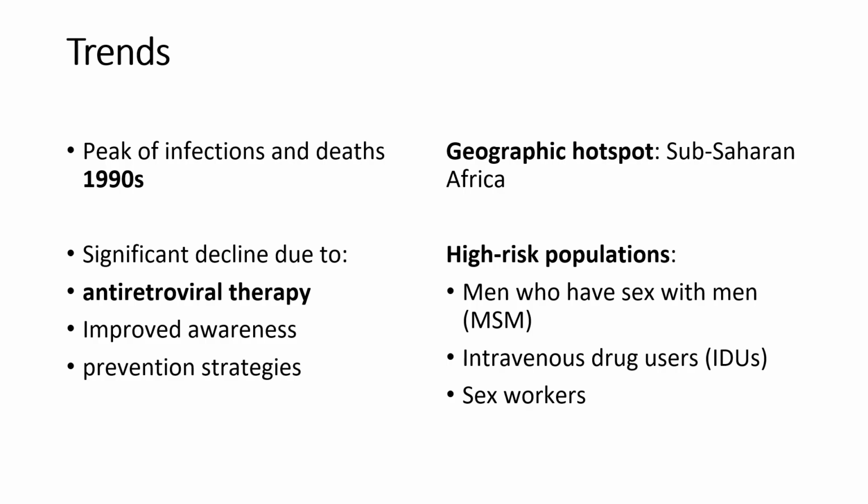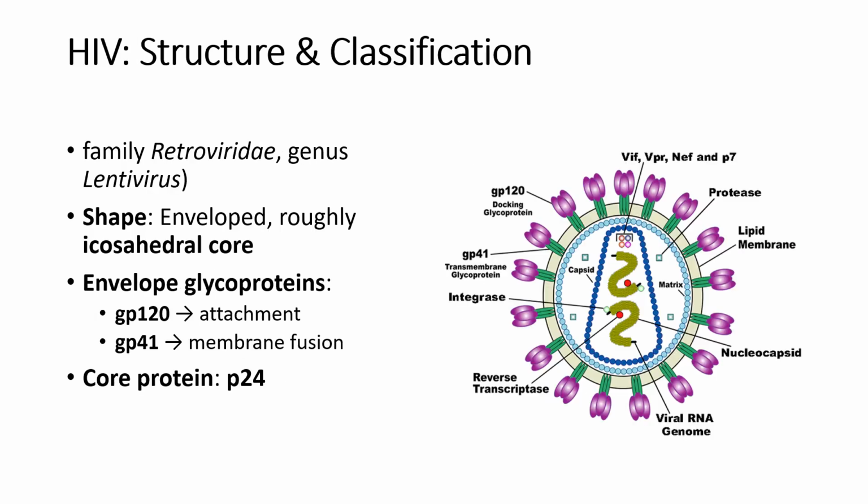The geographical hotspot is sub-Saharan Africa. High-risk populations at risk of this infection are men who have sex with men, intravenous drug abusers, and sex workers. Coming to HIV structure and classification, it belongs to Retroviridae, genus Lentivirus.